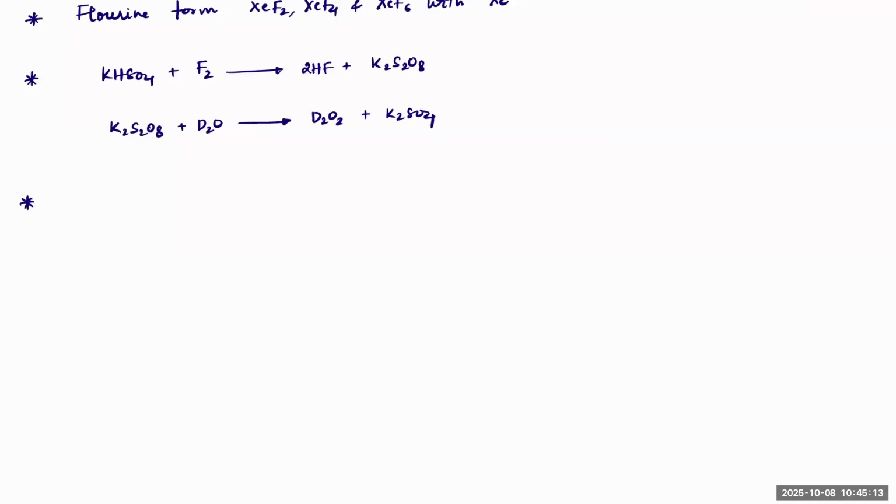And HF is mainly used in etching glasses because it can easily react with glass. So it will be used for etching glasses, or marking the glasses.